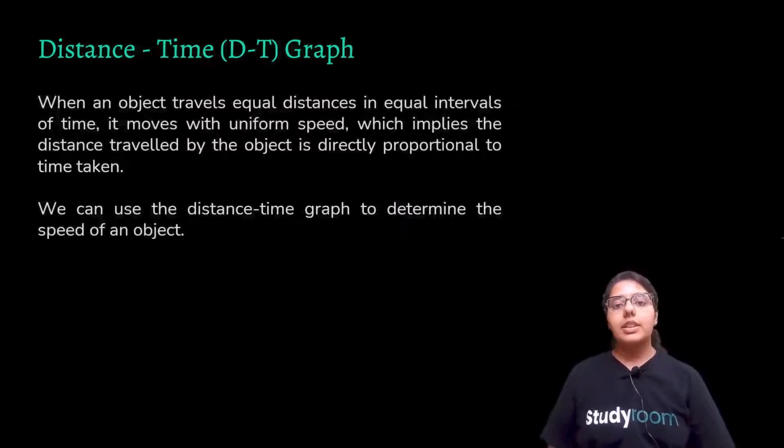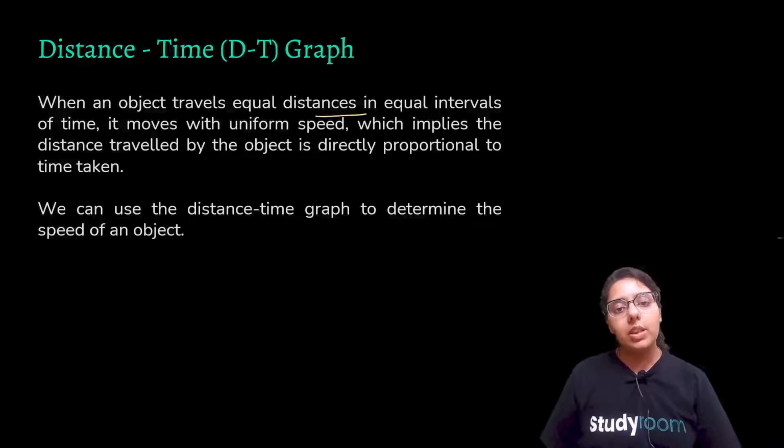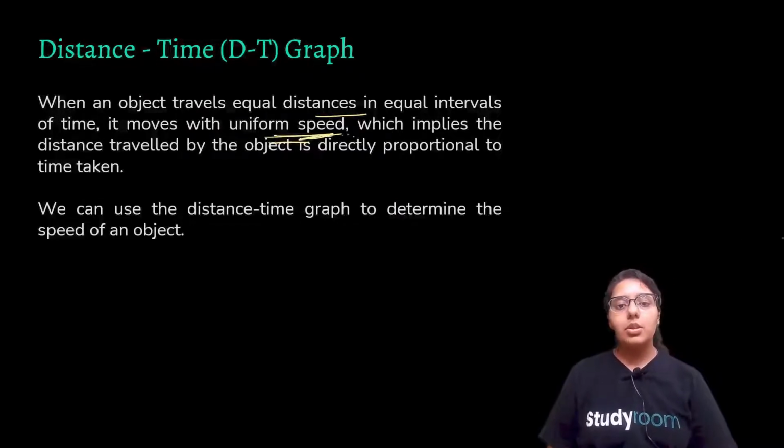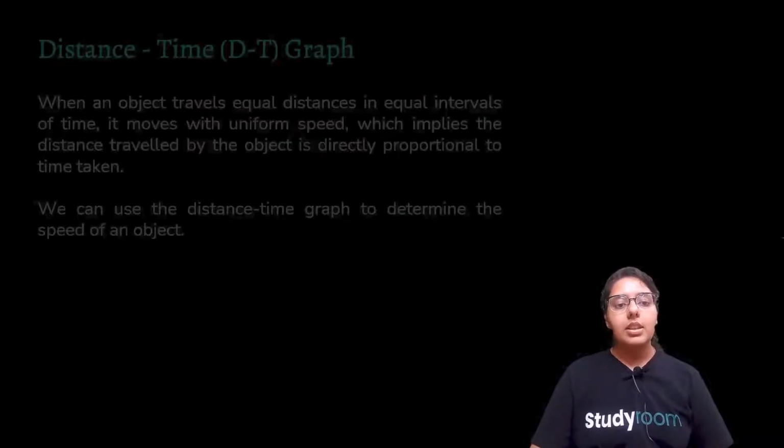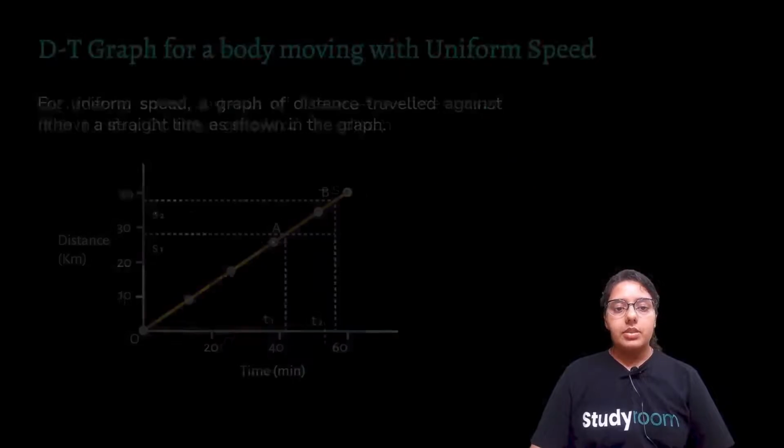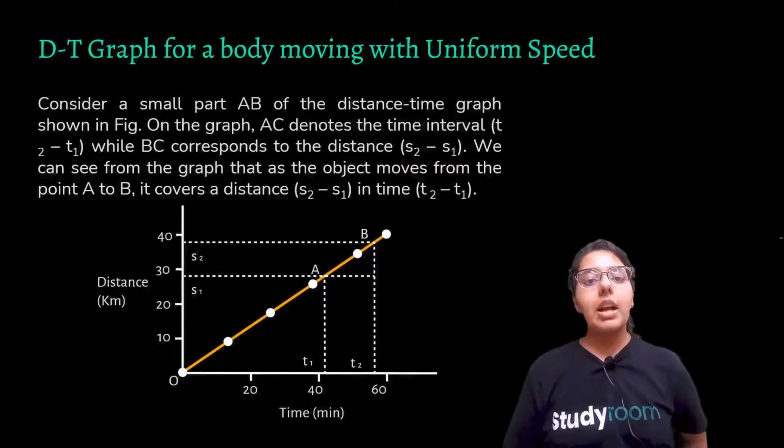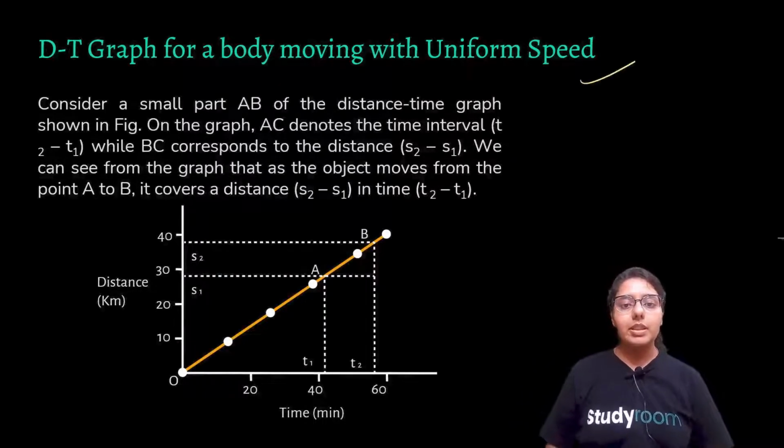We have discussed earlier also that if an object travels equal distances in equal intervals of time, it is uniform motion, so uniform speed. So distance traveled is directly proportional to time taken, right? So this is the distance time graph for a body moving with uniform speed.